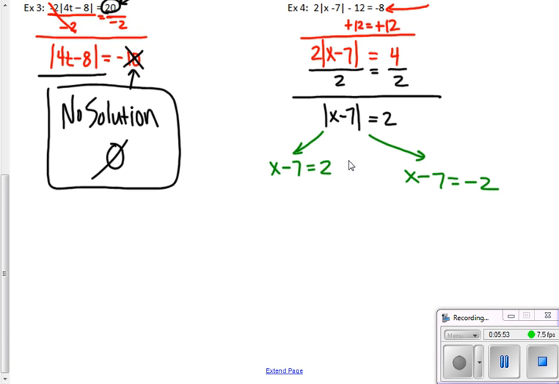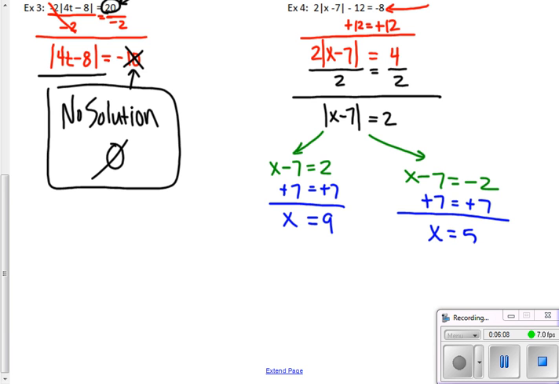Now you're at the same step that you worked through yesterday. So we'd go ahead, add 7 to both sides in both equations, and we get x by itself. We find out x is 9, and we find out x is 5. Here's our two scenarios, 9 and 5. And again, if you wanted to double check, you can set that back into the original equation.